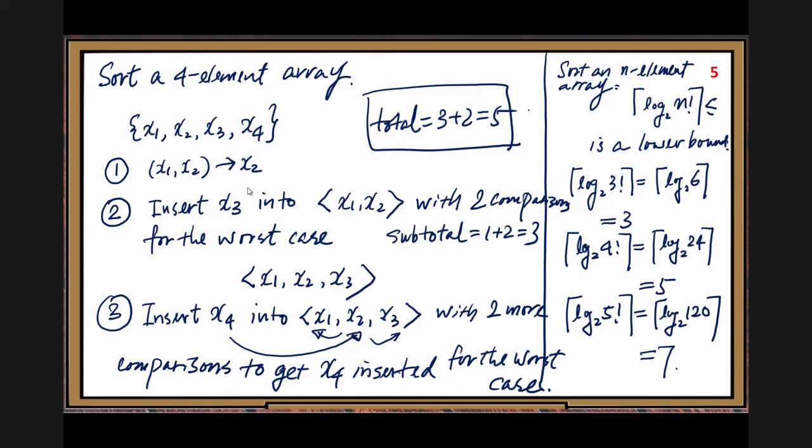And we can claim that nobody can use 4 comparisons to sort 4 elements for the worst case, not for the best case. For the best case or a better case, it's possible. But for the worst case, it's impossible.